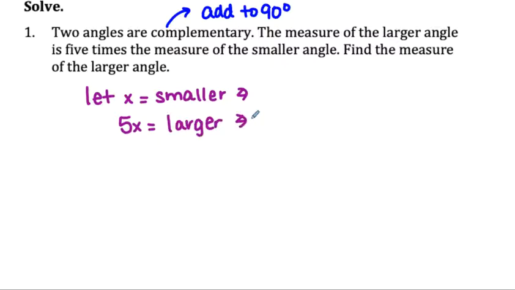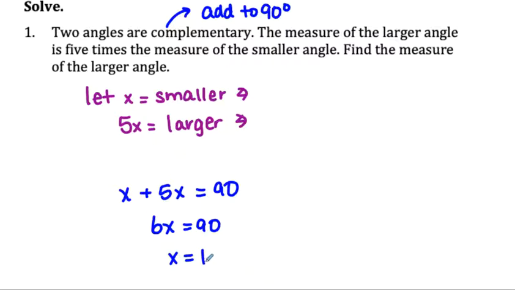Don't have to do it like this, but otherwise, if you did it the other way and you let x be the larger angle, you're going to have a fraction. And I don't like fractions. All right, so I know that these two angles have to add to 90. So x plus 5x equals 90. So 6x equals 90. And x equals, let's see, 15. So this is 15 degrees, and the larger angle would be 75 degrees.